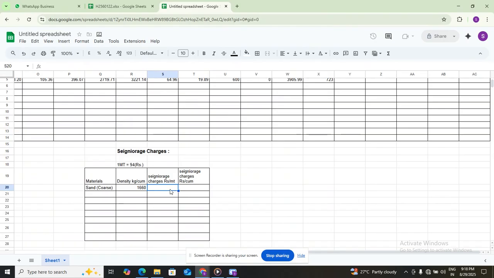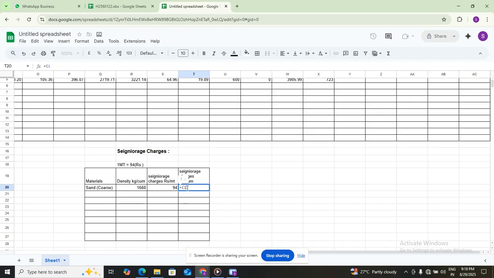94 rupees. We need to convert this into meter cube. Once think it: one metric ton equals 94 rupees. Here, how much do we need to convert this one? Your density is given in kg per meter cube, but we need to convert the density into metric ton. First, we need to convert density into metric ton.